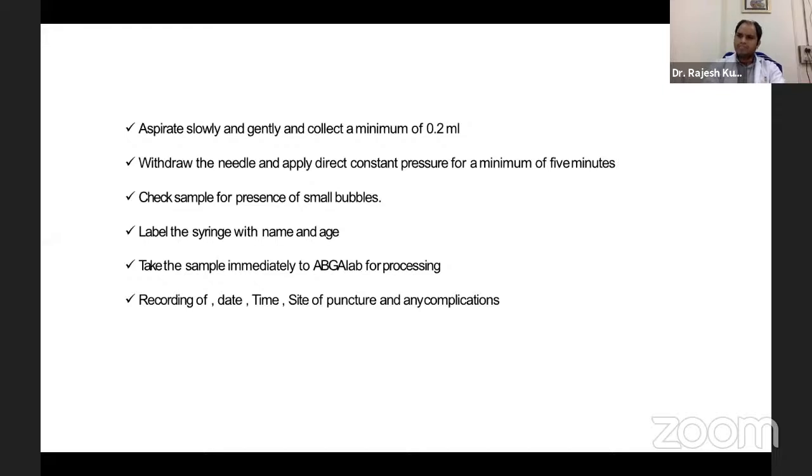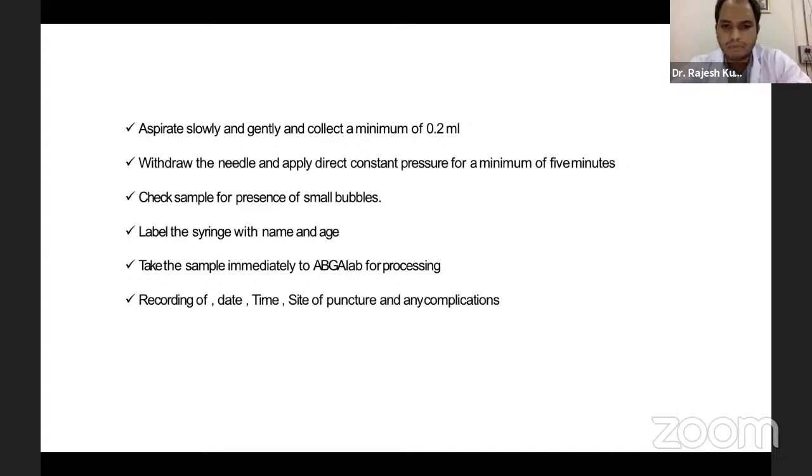And the second thing is the FiO2 of that patient. FiO2 means when you take the ABG, what FiO2 the patient is receiving. If he is having FiO2 of 80%, you have to mention the 80% FiO2. Or he is on reservoir bag or simple face mask, you have to write down 40% FiO2. Or on room air, you just mention 21%.